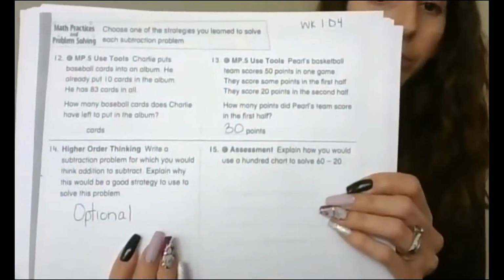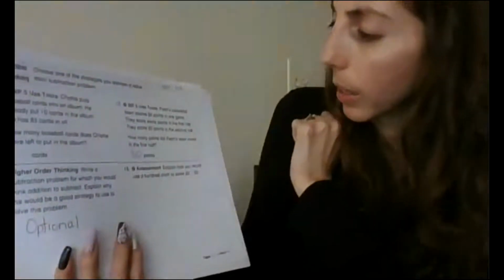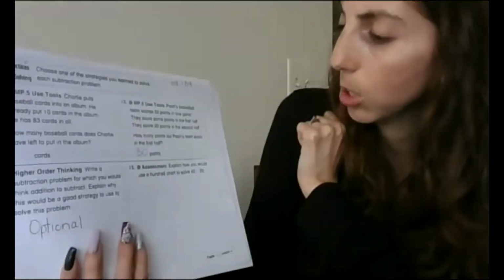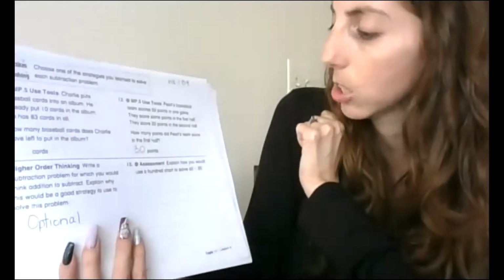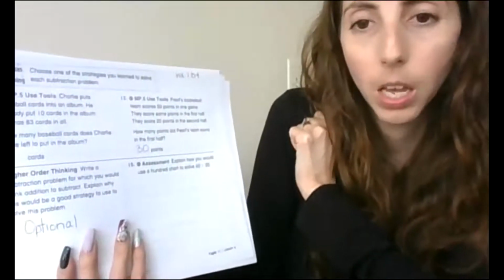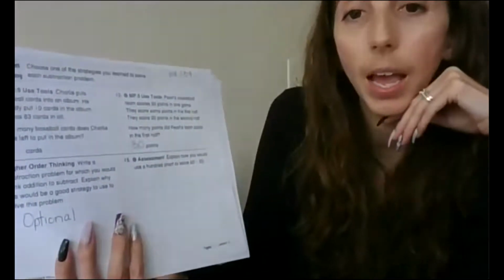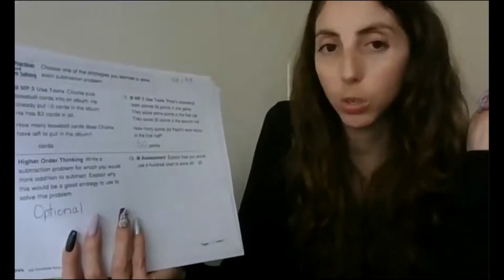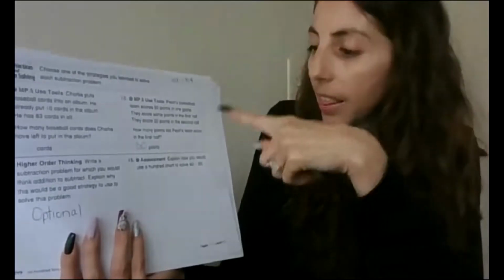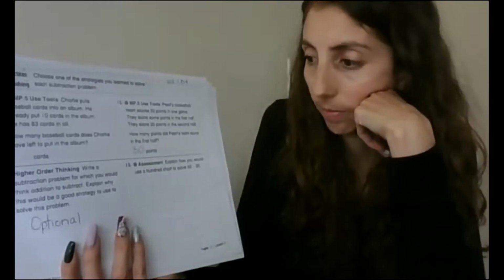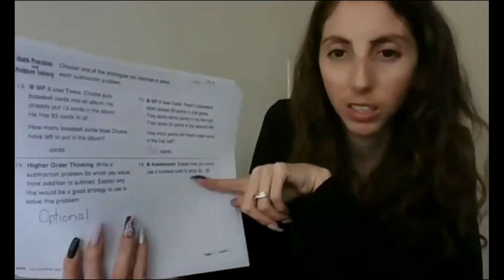Okay, let's talk about this one really quickly. It says, explain how you would use a 100 chart to solve 60 minus 20. Well, you could just tell me, I start at 60 and move up 2 times, and then I land on 40. Okay? You don't have to fill in this entire space.